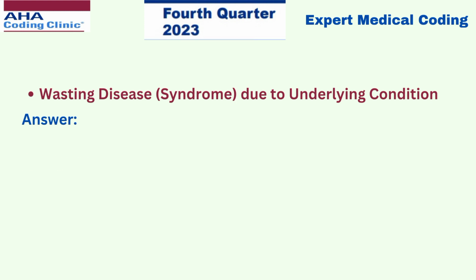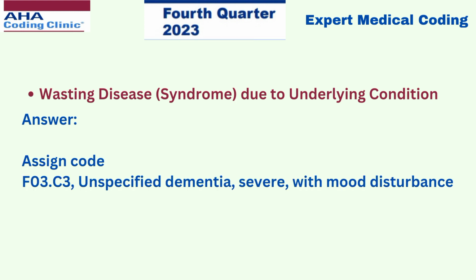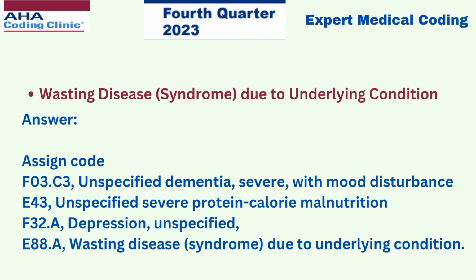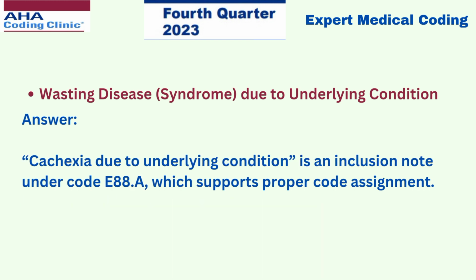So the answer here is we have to assign code F03.C3 for unspecified dementia, severe, with mood disturbance, E43 for unspecified severe protein-calorie malnutrition, F32.A for depression unspecified, E88.A for wasting disease syndrome due to underlying condition. Cachexia due to underlying condition is an inclusion note under code E88.A, which supports the proper code assignment.